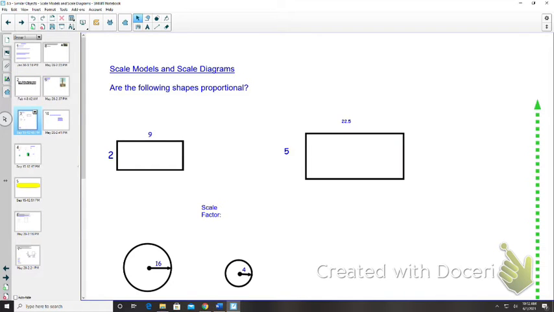So, I have a question for you guys. We have two rectangles we're going to start with. Are these shapes proportional? Okay, so what does proportional mean?